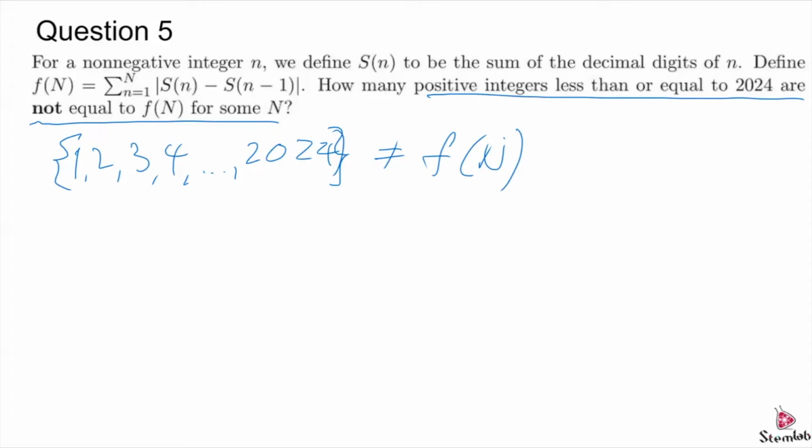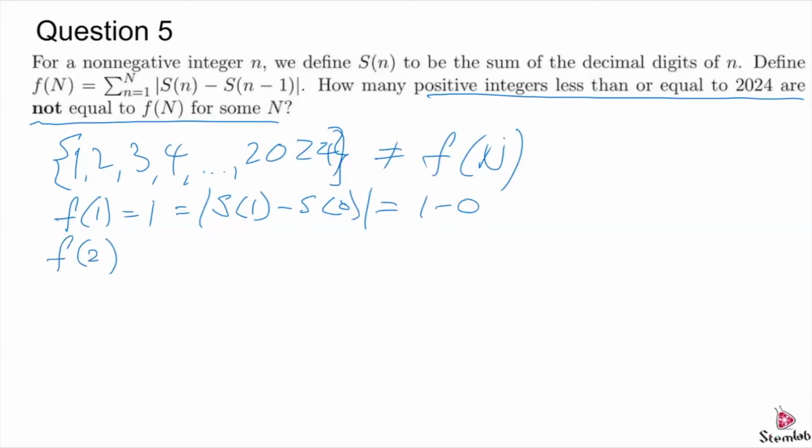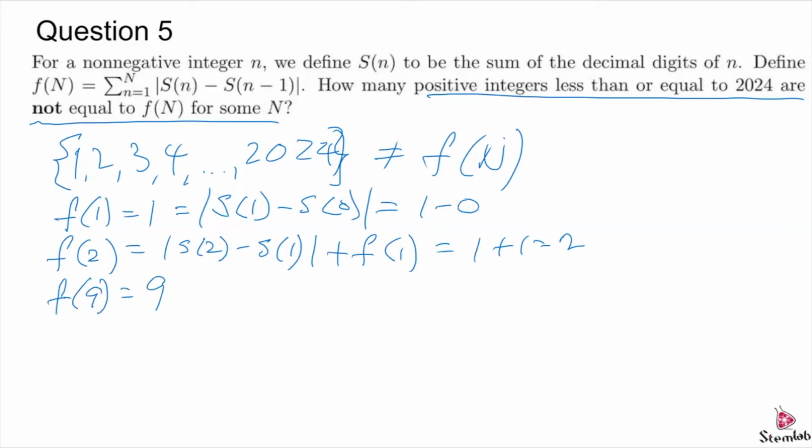So for example, f of 1 is equal to 1, because that's s of 1 minus s of 0, which is 1 minus 0. F of 2 is no more than s of 2 minus s of 1 plus f of 1, which is 1 plus 1, which is 2. And you'll find that we just keep adding 1 up until f of 9. So f of 9 will be equal to 9. You can sort of do the work there.